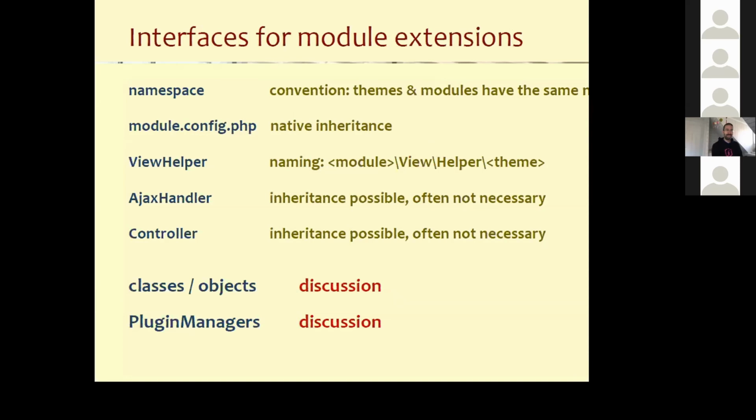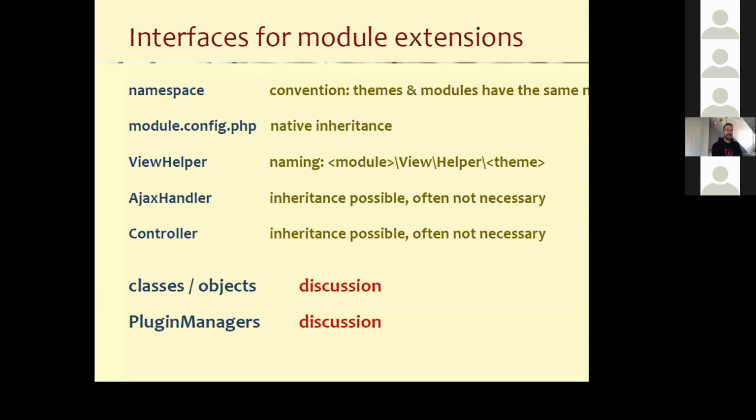With the namespace, we use as a convention that themes and modules have the same name, with one exception: the modules come with a capitalized letter, while the theme names don't have any uppercase letters in their names. With the module config PHP, the inheritance is quite native. You don't have to do anything with it. You just add it, and that's it.